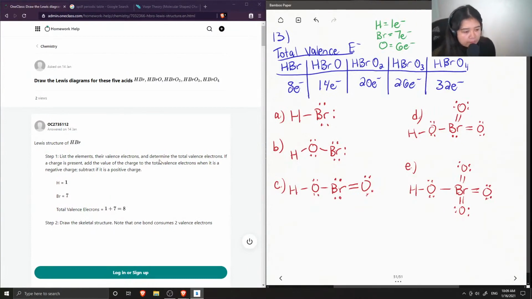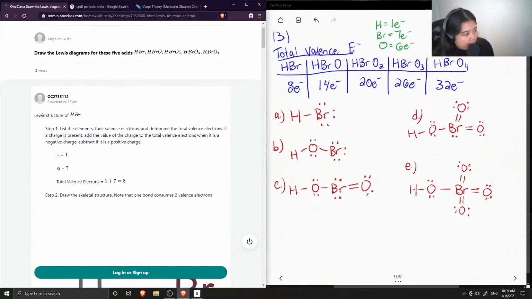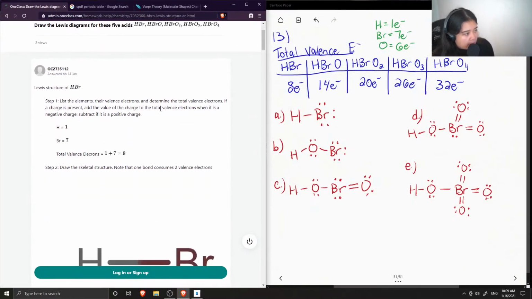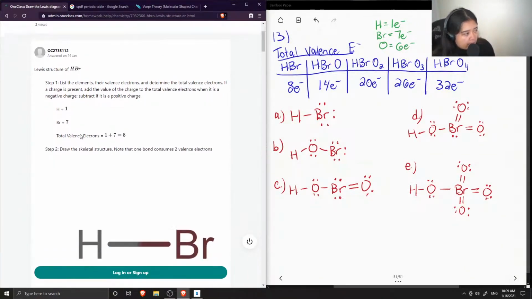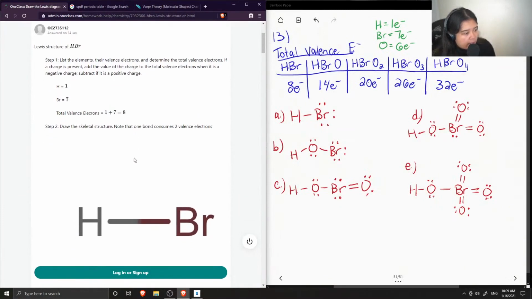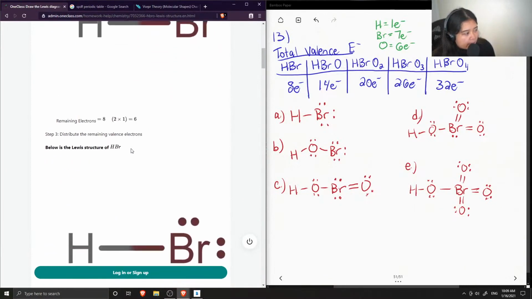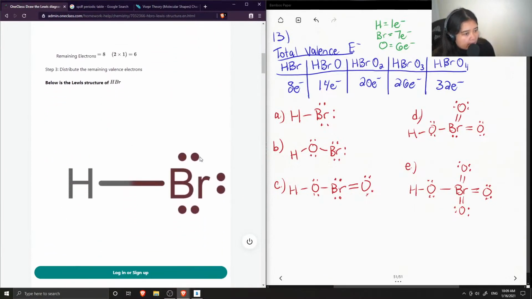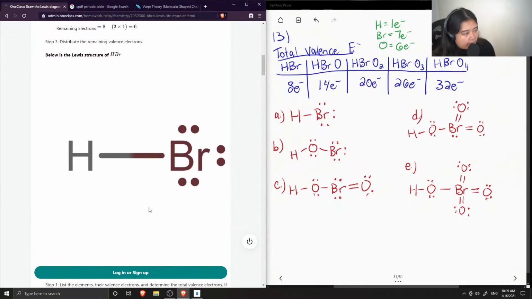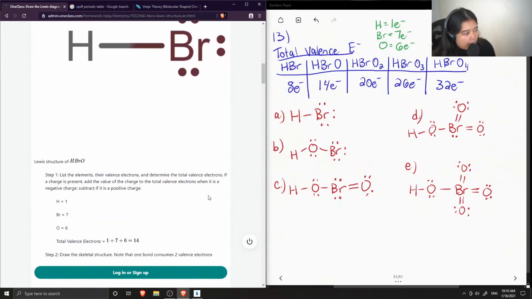So now let's see what the junior tutor said. For HBr, list the elements, their valence electrons, and determine the total valence electrons. If a charge is present, add the value of the charge to the total valence electrons. When it is a negative charge, subtract if it is a positive charge. So they have 8, and they showed the skeletal structure. And when you add the remaining valence electrons, you have your final Lewis structure, so that's correct.